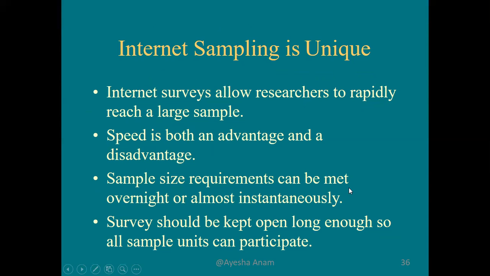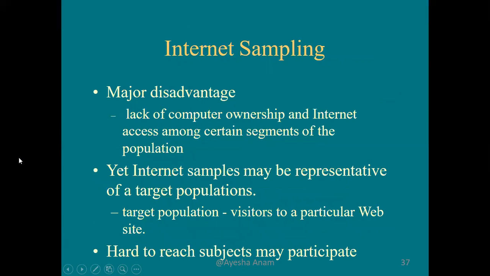Sample size requirements can be met overnight or almost instantly. The survey should be kept open long enough so all sample units can participate. Now, disadvantages: lack of computer ownership and internet access among certain segments of the population. So you can't cover all types of population under this internet sampling. There may be some population you can't reach because of the lack of computer ownership or internet access.